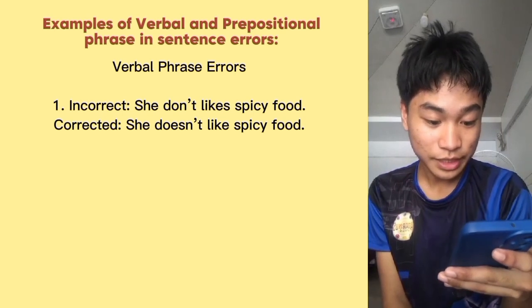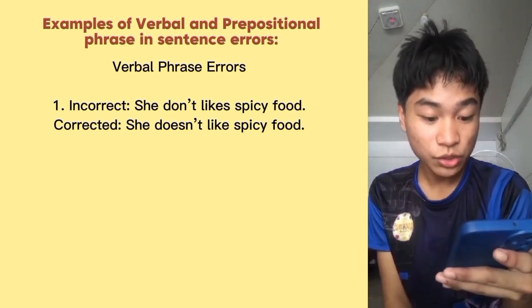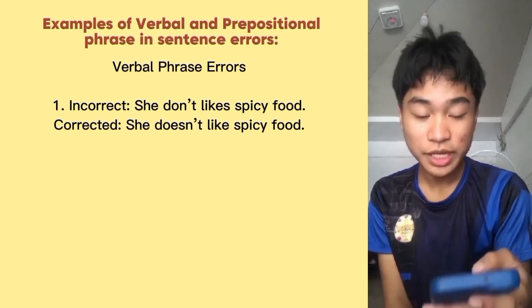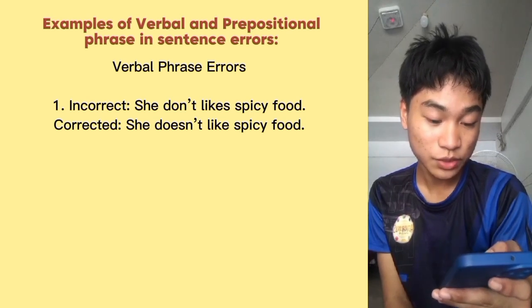The correct phrase is "she doesn't like spicy food." The word "don't" is the contraction of "do not," which is used for plural subject or I. However, she is a singular subject, so we must use "doesn't."